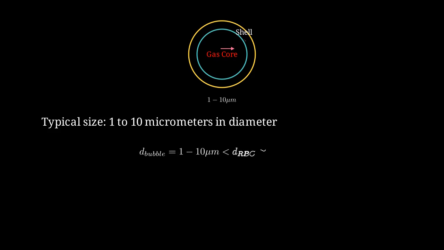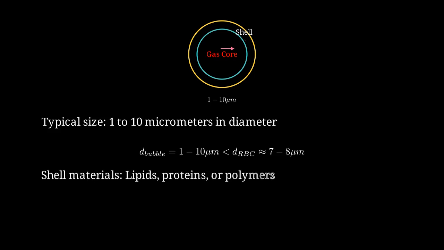The bubble diameter of 1 to 10 micrometers is slightly smaller than red blood cell diameter of approximately 7 to 8 micrometers. Common shell materials include phospholipids, albumin proteins, or biocompatible polymers that provide stability and biocompatibility. The gas core typically contains perfluorocarbon gases like sulfur hexafluoride or octafluoropropane, which are highly stable and echogenic.